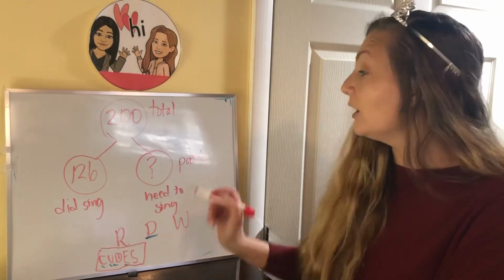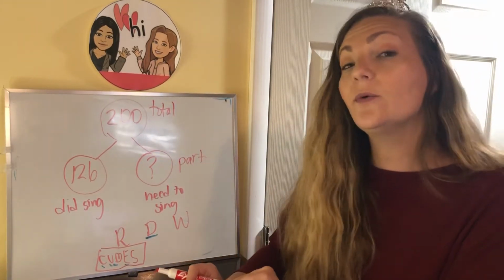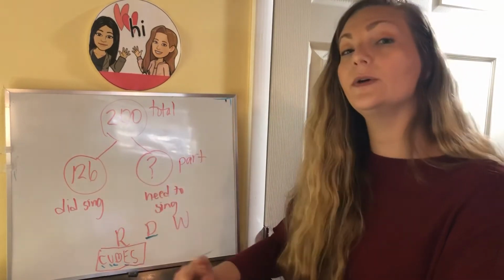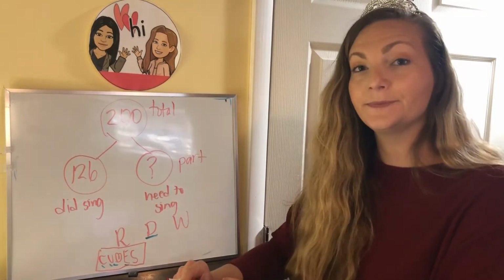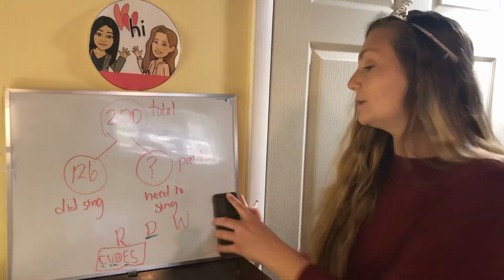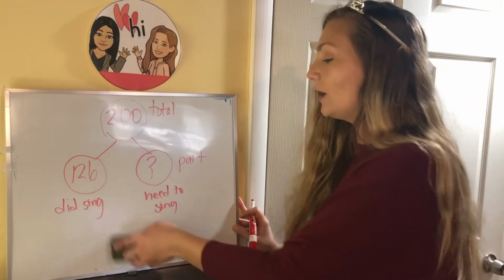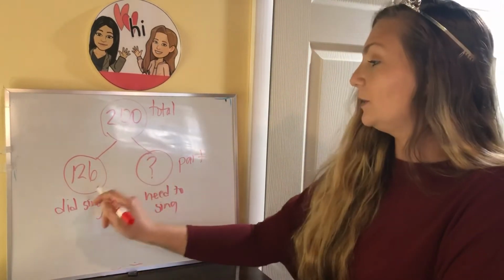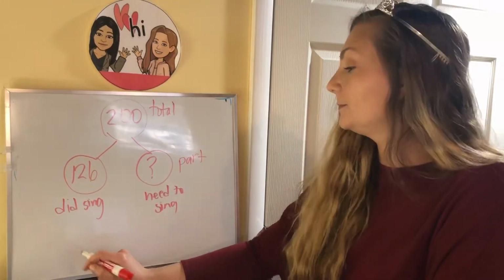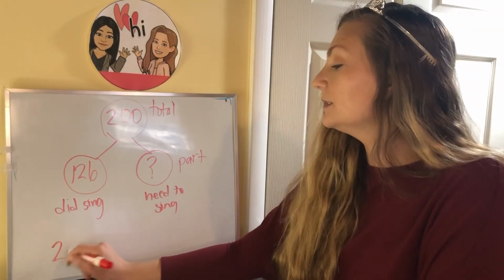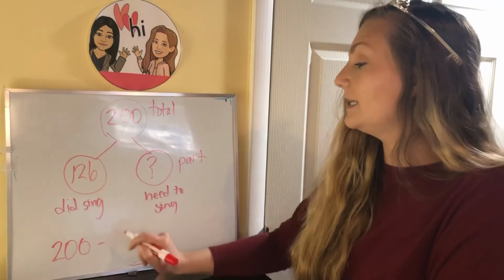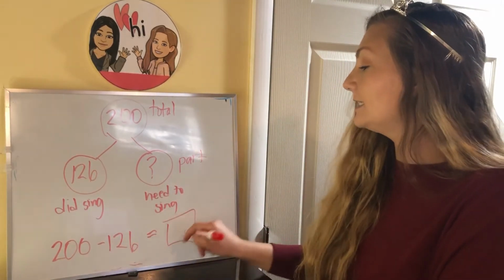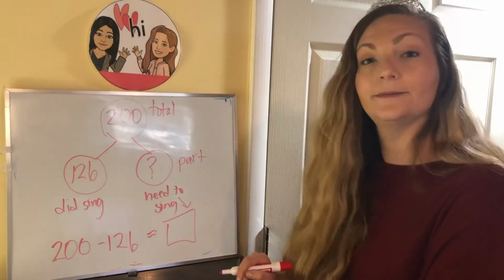When we look for a part, but we already have the total, what are we going to do to find that part? Are we adding these two numbers, the total and the part, or are we going to subtract from the total? We will be doing subtraction. So our number sentence, what will our number sentence be? What number will it start with? Which one of these numbers will the number sentence start with? The total. Take away how many they already sang. And our answer will be how many they still need to sing.